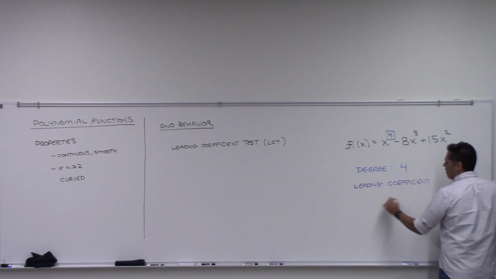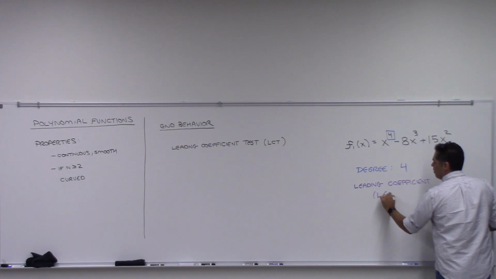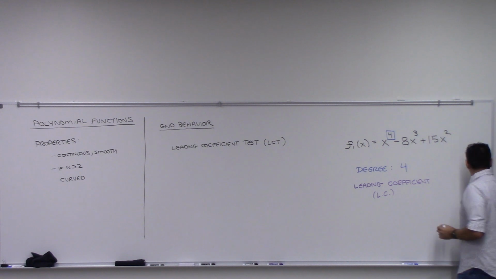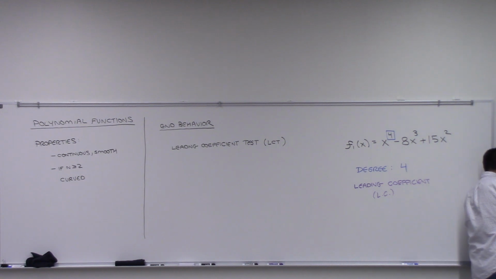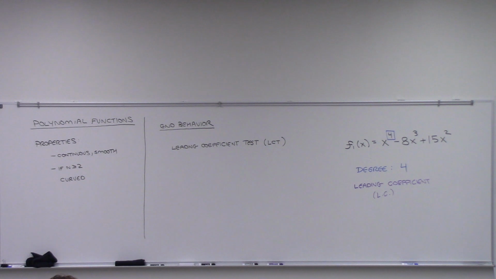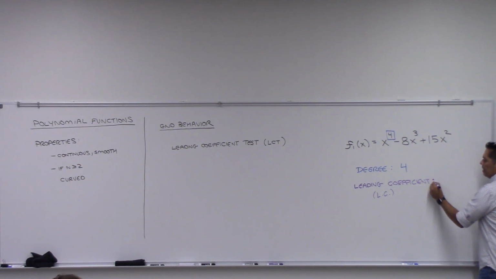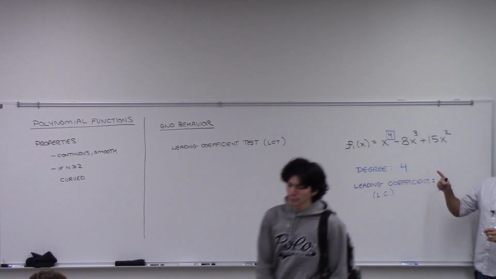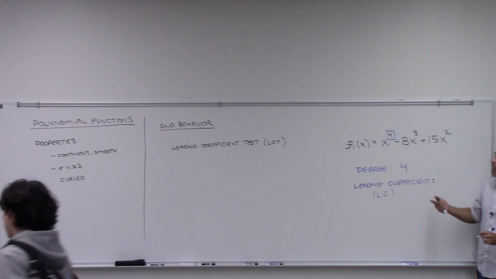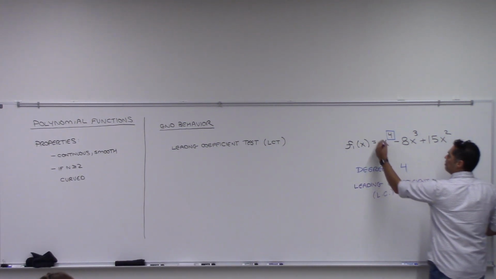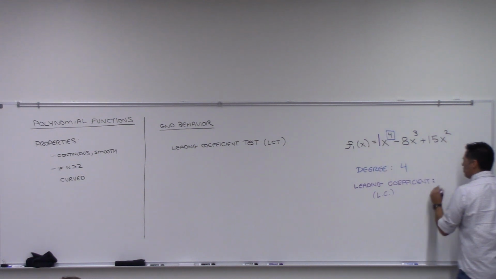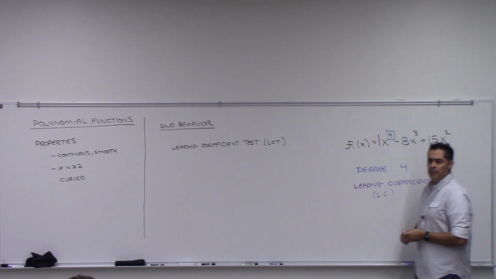And I'm going to abbreviate that LC from now on, okay? Because I don't want to write that over and over and over. So the leading coefficient, what is that? So leading coefficient is the number in front of the highest power of x. So for us, there's a 1 right here, right? That is our leading coefficient, all right?